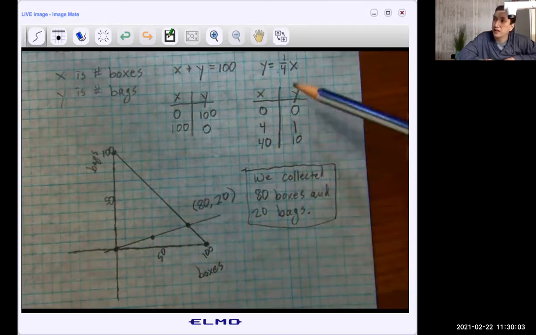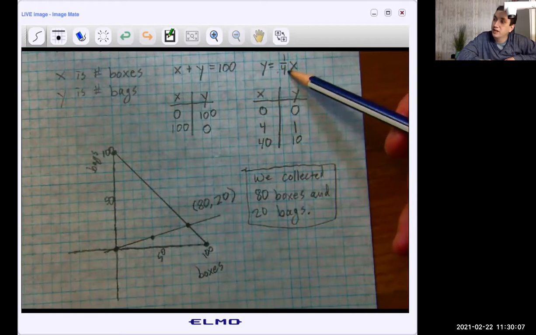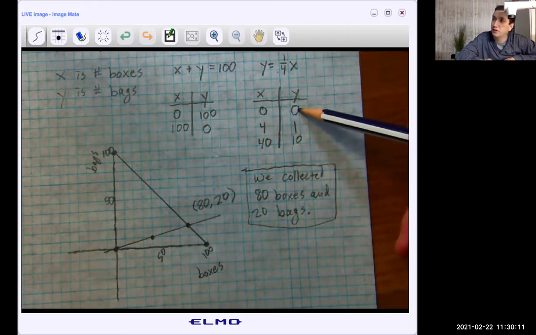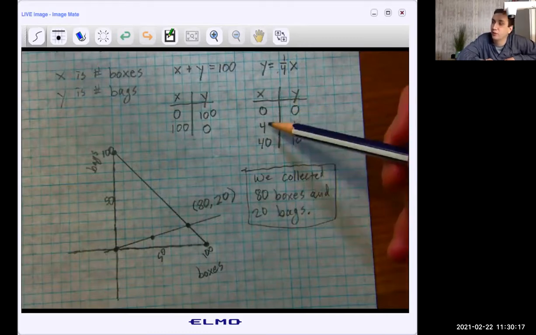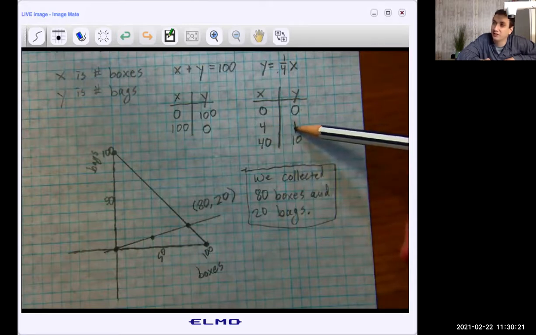Yeah, a question about the second line. So it came from the slope-intercept. And since it's slope-intercept, I said, okay, what's my y-intercept? That'd be 0, so 0, 0. And then I just needed another point. So I was going to try 4, 1. But the thing is that wasn't going to graph very easily. So I just did another one.